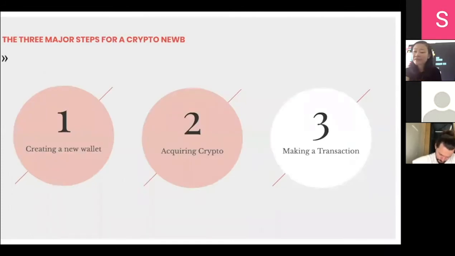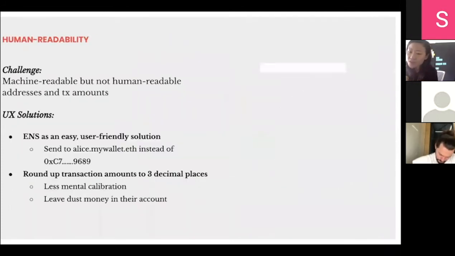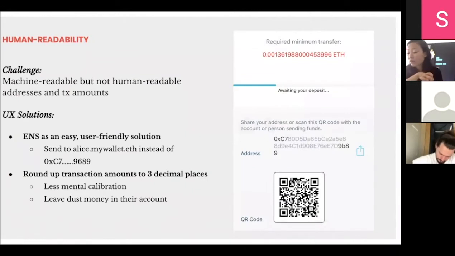And last but not least, it's making a transaction. And this is, I think, still one of the most confusing and intimidating steps for any new user. So first of all, I think have empathy for human readability in terms of crypto addresses. Crypto addresses are a long string of text that is machine readable, but not very human readable.